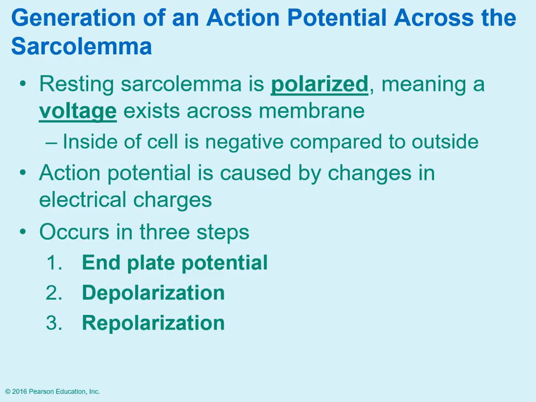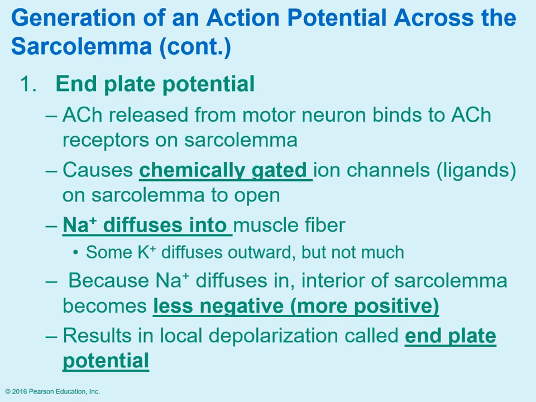The resting muscle cell does have a charge to it, so we say that it is polarized. The inside of the cell, naturally at rest, is slightly negative. So when you have an action potential arrive from that neuron, you're changing the electrical charge inside the cell, and there are a few steps involved with this.